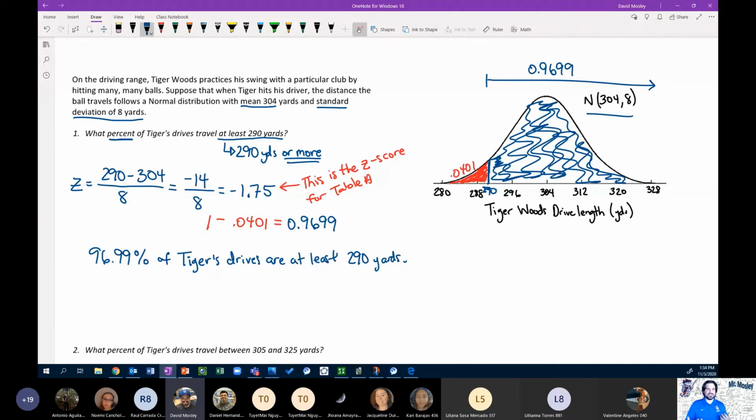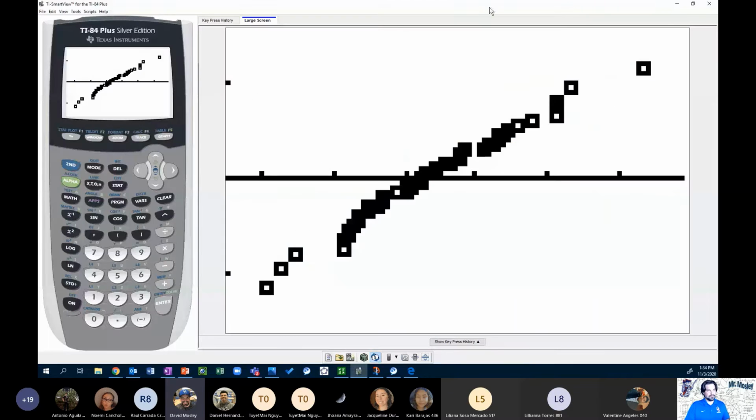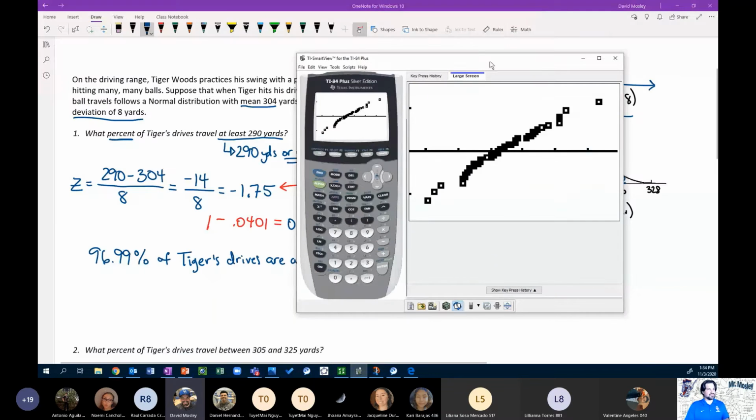We want to ask ourselves, does this answer fit my drawing? Does it fit the situation? Does that make sense? Yes, it does. The other thing we can do now is we can check our work, which I can do using my calculator.